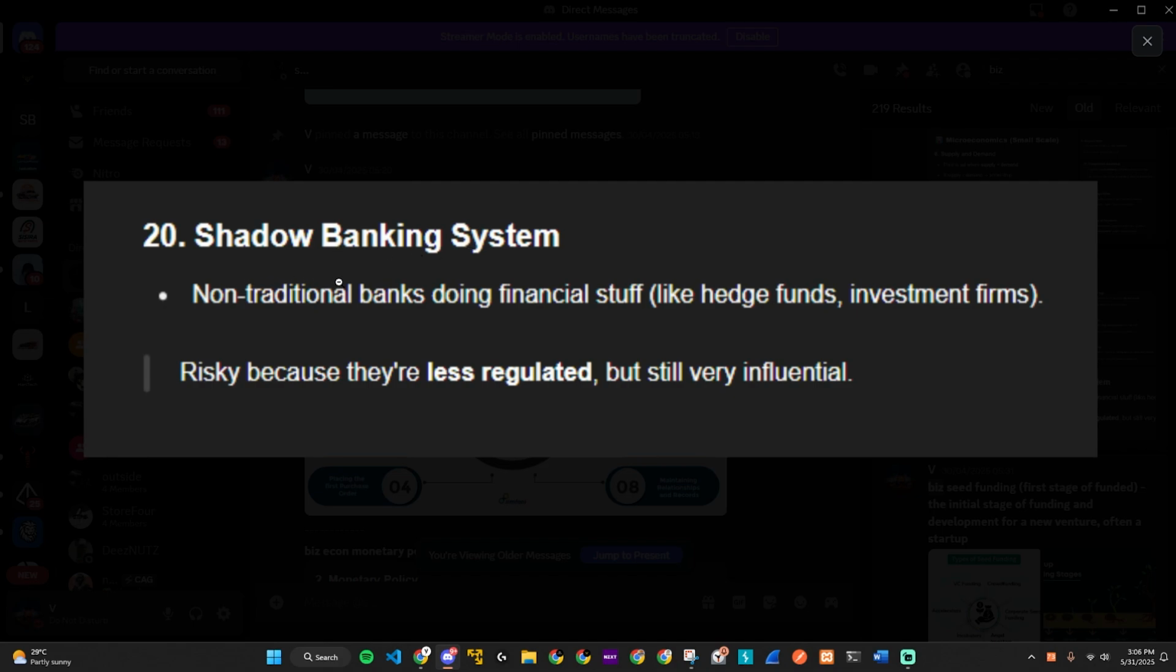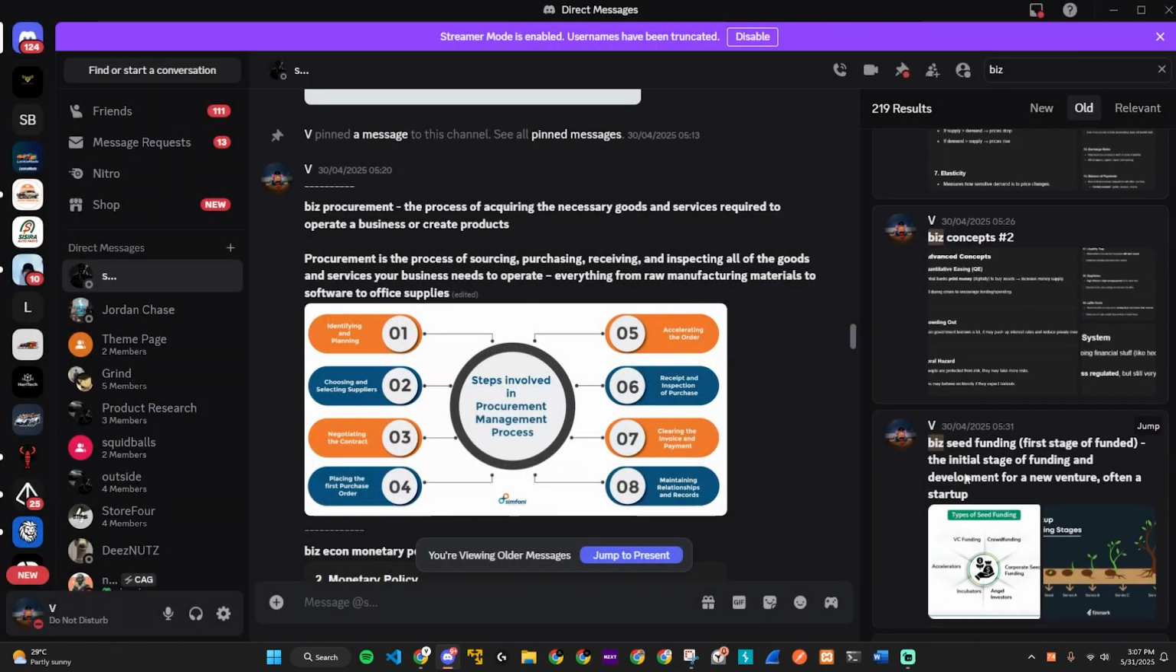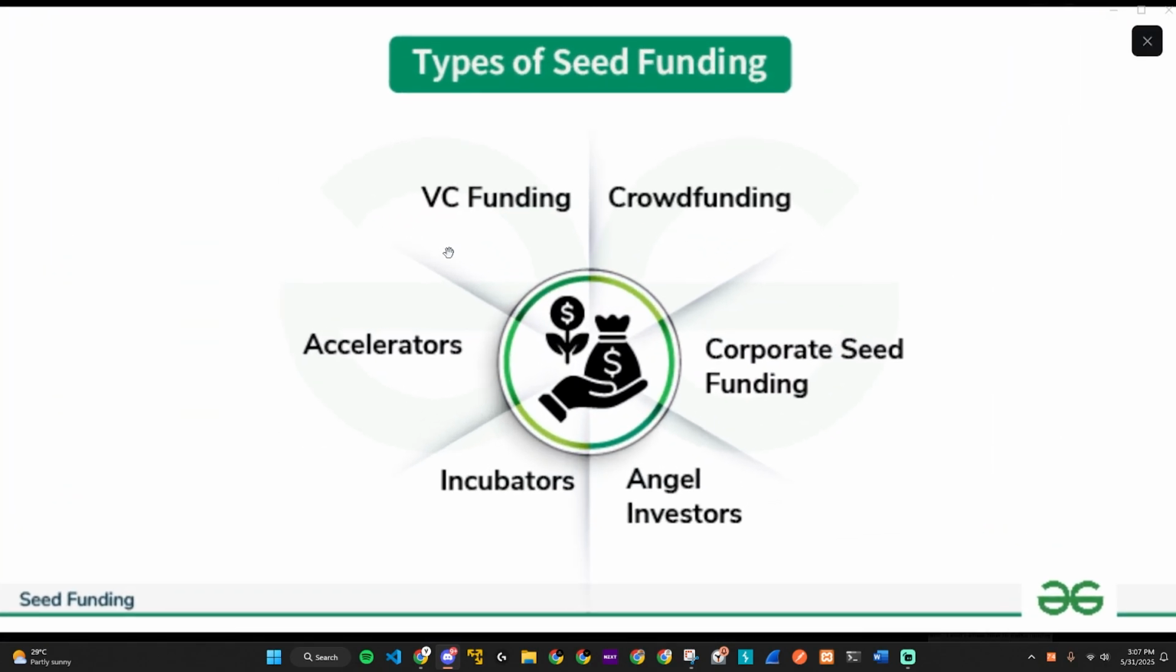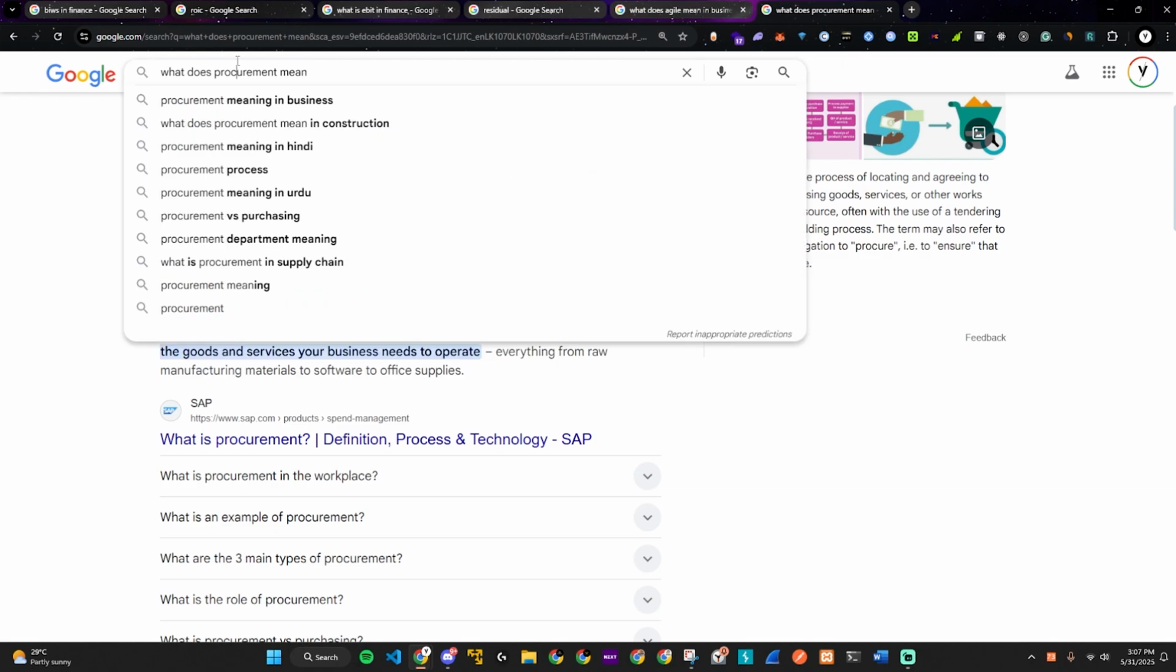Shadow banking system: non-traditional banks doing financial stuff like hedge funds and investment firms. They're risky because they're less regulated, but still very influential because they make individuals more money. VC funding, venture capital, crowdfunding, equity pools, corporates and seed funding. So that's once again venture capital. Angel investors, individuals, incubators.